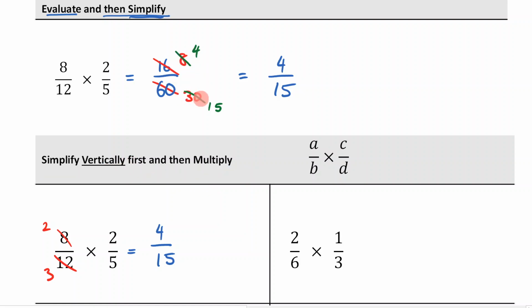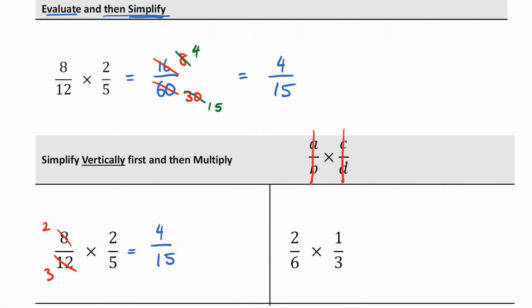Because look here, this was a whole bunch of hard stuff going on here because the numbers were so big. But if you simplify first, it's much easier. Now, I've said we're simplifying vertically, and that's what we're going to be doing in these examples here. We're simplifying down like this, so A with B and C with D.